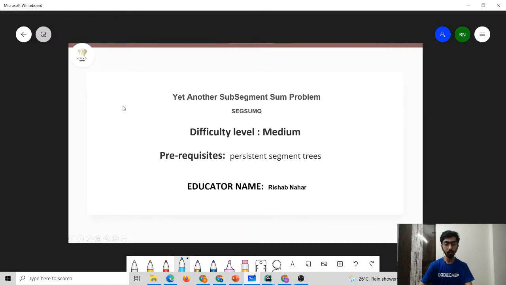Today we are going to solve yet another subsegment sum problem. The problem code is SEGSUMQ. It is a medium level problem with one prerequisite, which is persistent segment tree. So let's move to the problem statement.